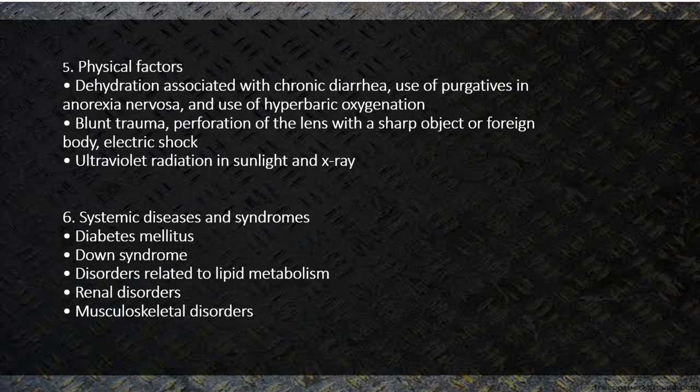Okay, now we will see the other subtopics like blunt trauma, perforation of the lens with a sharp object or foreign body, electric shock, ultraviolet radiation in sunlight and X-ray. Now coming to the systemic diseases and syndromes like diabetes mellitus, Down syndrome, disorders related to lipid metabolism, renal disorders and musculoskeletal disorders. So these are the various causes for cataract.